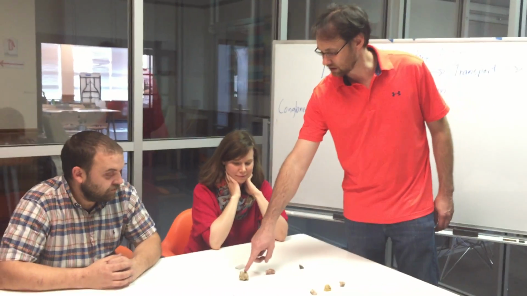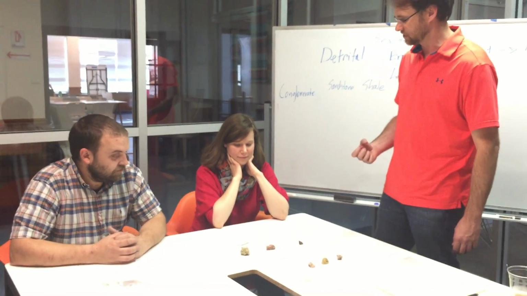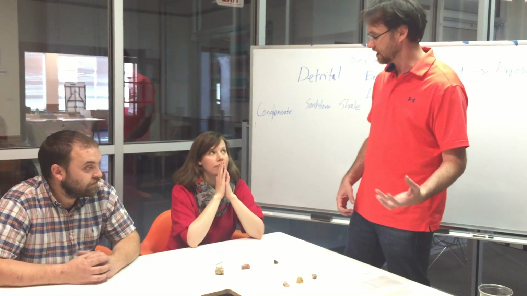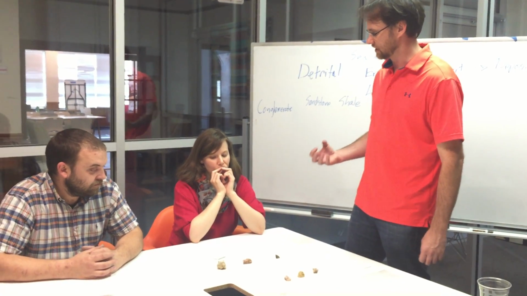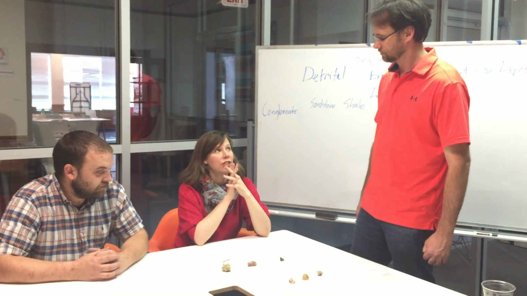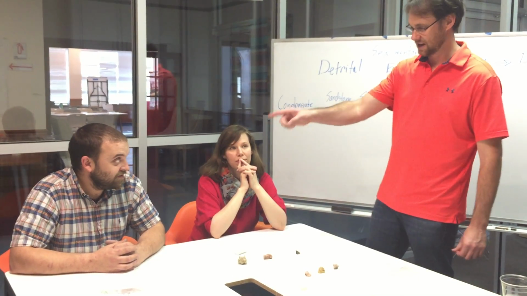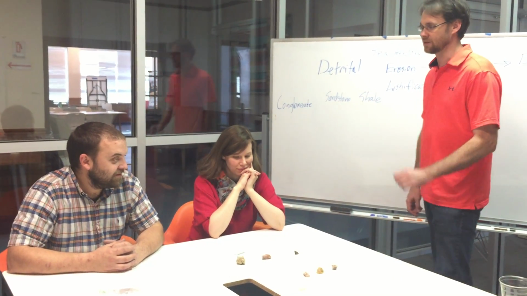Would you expect a conglomerate, which has a very large grain size, to be deposited in a high energy environment like a whitewater rapid, or a low energy environment like a lake? Low energy. Low energy? A high energy because it can move bigger pieces.